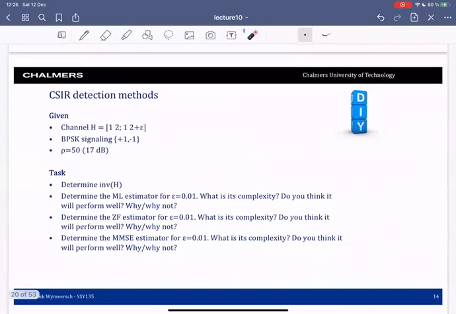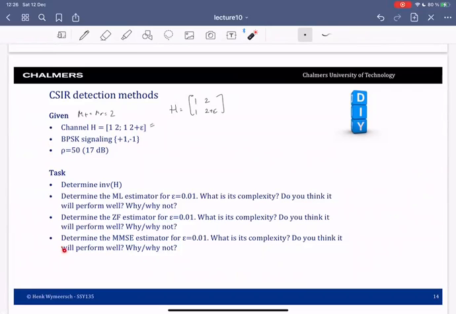So let's do an example. Suppose now you have a system with MT equal to MR equal to 2, and now your channel looks like this. This means the channel matrix is 1, 2, 1, 2 plus epsilon. And you see already when epsilon is 0, this channel is not invertible. We use BPSK. We have a high SNR of 50, so 17 dB.